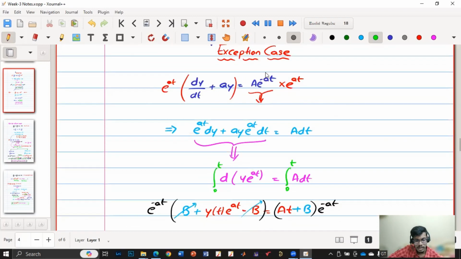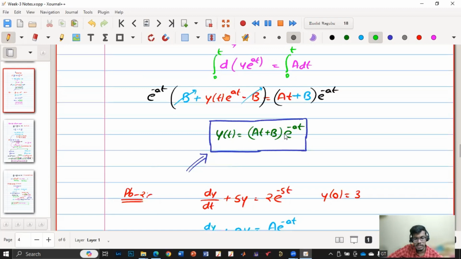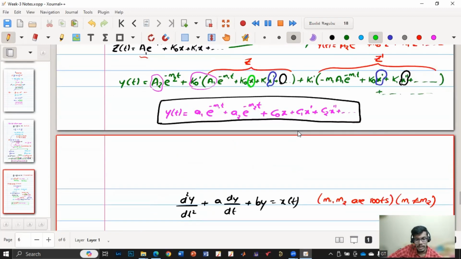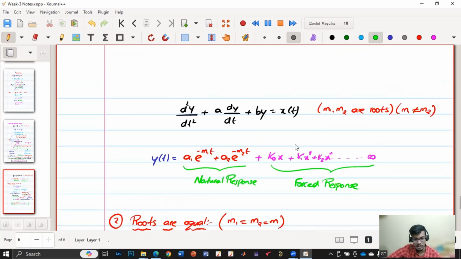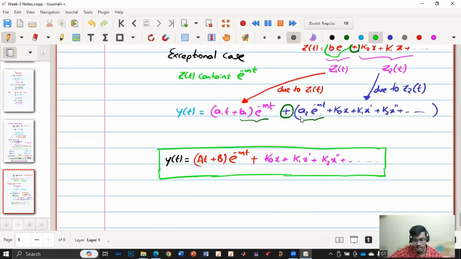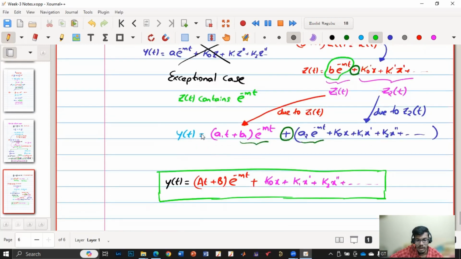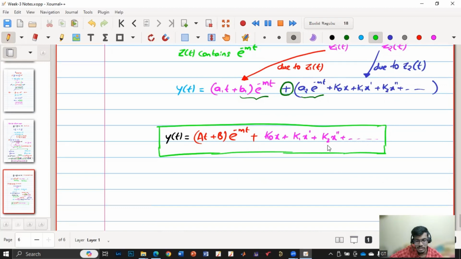So in that exception case, we have got that the solution will be at plus b into e to the power minus mt. So here z of t has two things. One, say I'm considering z1, the rest of the part I'm considering z2. The exception is only for z1. So for z1, I have written the solution using superposition. And now for z2, it will be like a generalized format, which we have done in the distinct solution case. So after getting this, I have added them because it's a superposition theorem. So y of t will have a summation of two outputs, one because of only z1t and the other because of only z2t. So after getting this, I have generalized this solution.